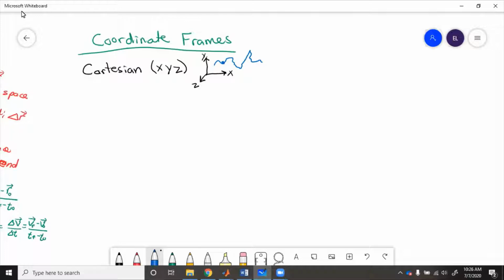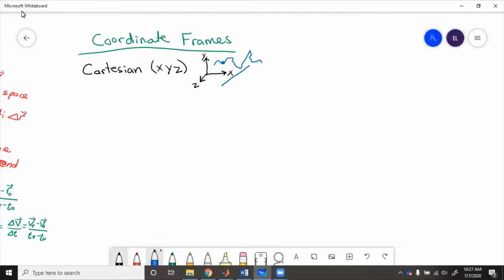This is generally easiest to use when the path is straight. So maybe it's not just along the x-axis. It's like that or something, but it's generally easiest to use for a straight path or if you know the path.